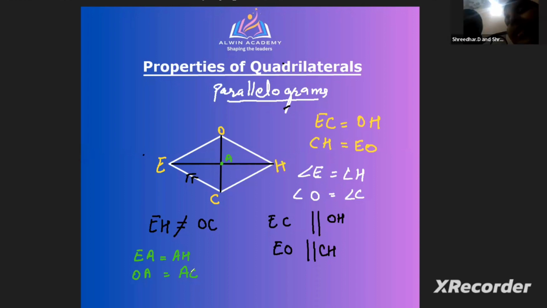Ma'am, if E is 70 degrees and O is 110 degrees, then H would be 70 degrees and C would be 110 degrees. Bravo. Very nice. So you have understood the properties of parallelogram very nicely, right? Right, everyone? Now I am moving to the next diagram. Let me explain this to you.